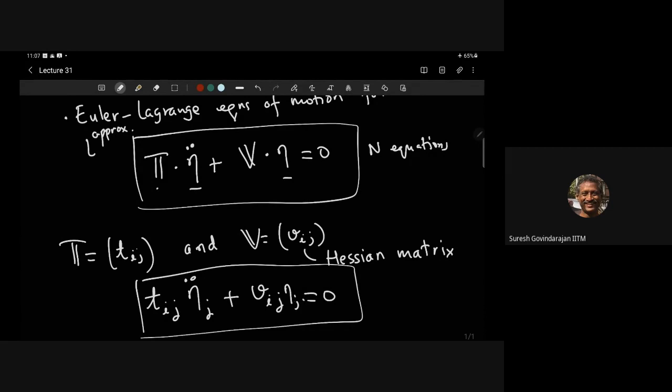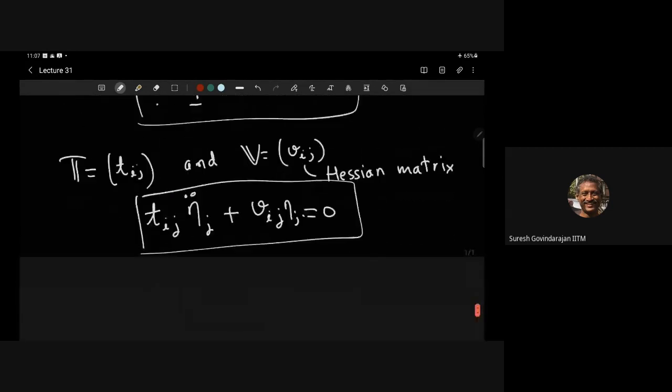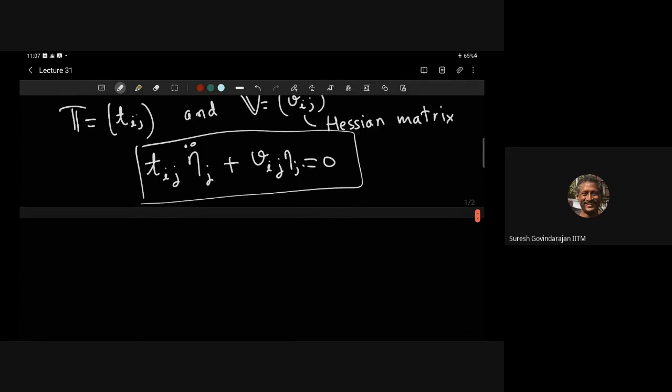Okay, so these are the equations that we need to solve. Let's look at this. So how does one solve? They're coupled, because Vij is not necessarily diagonal. So how are we going to solve this?